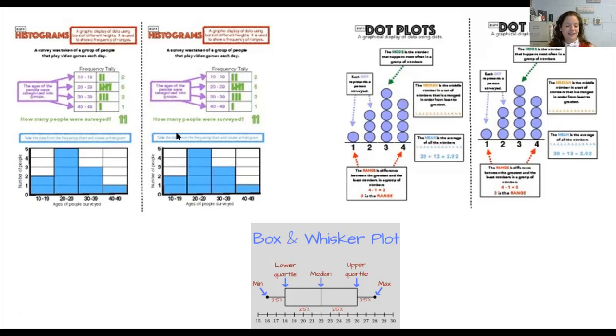In a dot plot, just like it sounds, you're using dots to show your data. And then in your box and whisker plot, you have a set of data that you have to find some different things. You have to find your minimum number, which is your smallest number, your lower quartile, your median, your upper quartile, your max, which is your largest number. Now we're going to be going into more detail of these individually, so make sure to stick along.